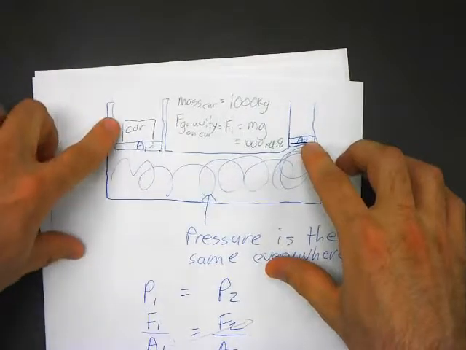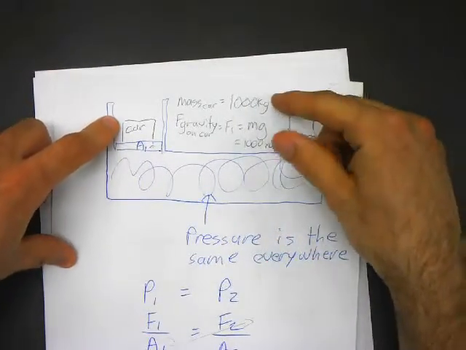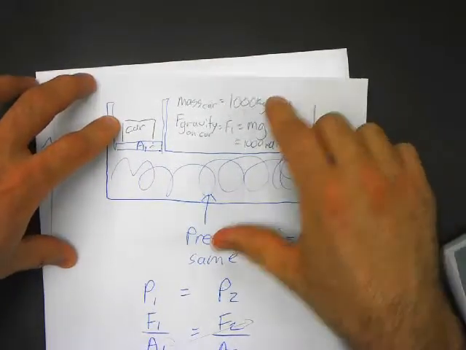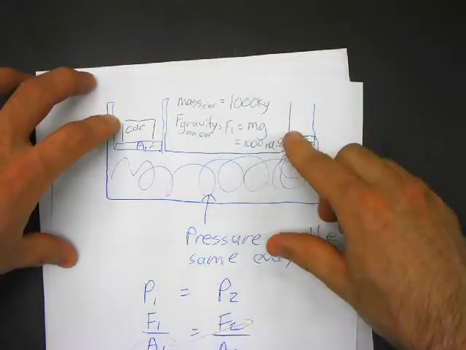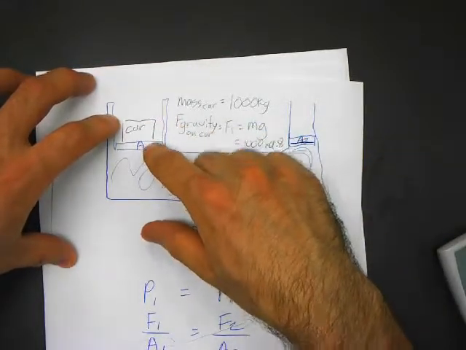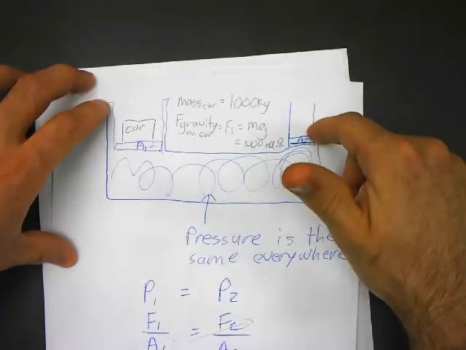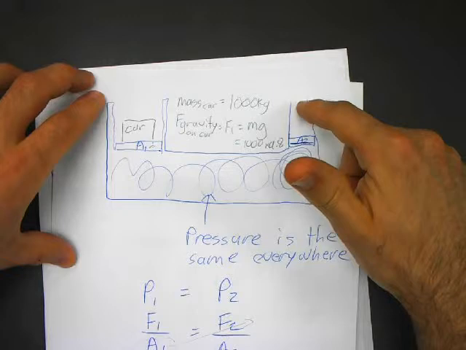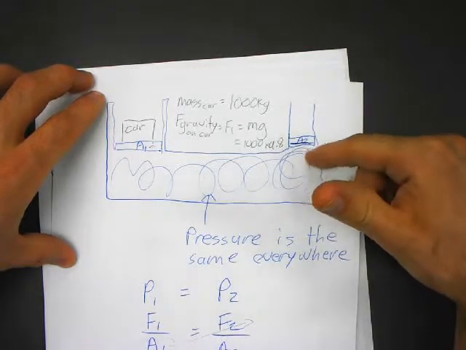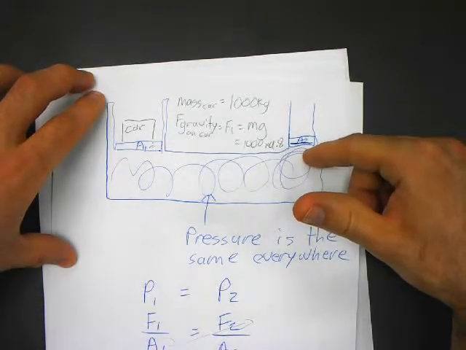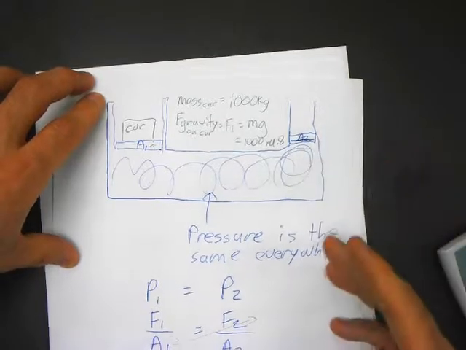If we put a car on top with mass 1,000 kilograms, we can find the force of gravity on that car, which will be then the force 1 on this area 1. If we wanted to, we could find how much force we would need to put on this piston to lift the car. We didn't bother, we just looked at how to get the formulas.